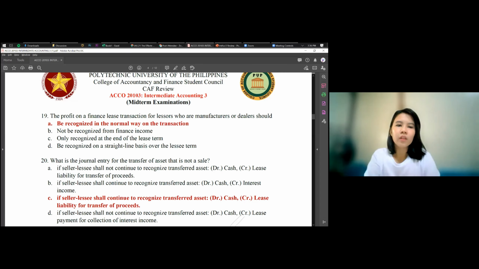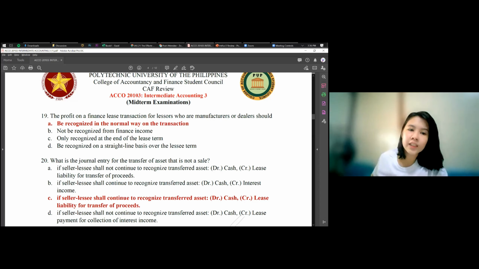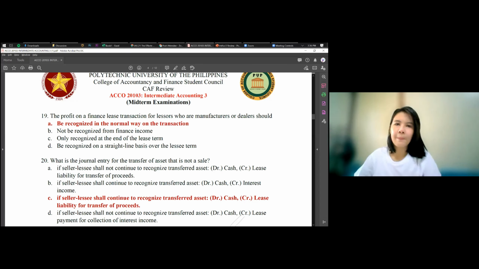So, then we can say na at the end of the day, ang pagpipilian nyo lang dito ay A or C. But then again, if i-continue mo yung pag-recognize ng transferred asset, kailangan mo mag-recognize ng lease liability for the transfer of proceeds. Okay? So, that's letter C.